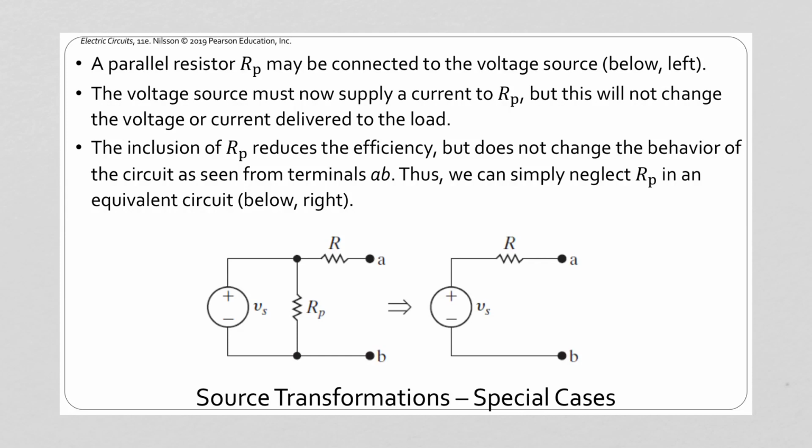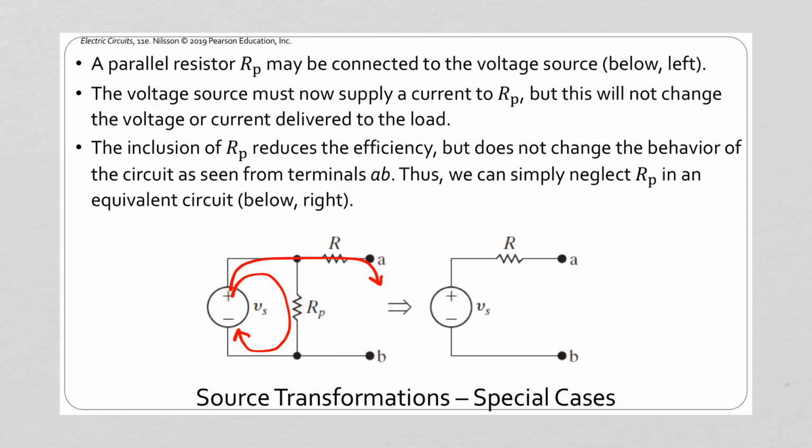Sometimes circuits are a little bit more complicated. For example, there might be a parallel resistor RP that is in parallel with a voltage source. In this case, the voltage source has to supply a current to that parallel resistor, as well as applying a current that is going to go through that series resistor and into the load that's connected across terminals A and B. In this situation, the voltage source is indeed applying a voltage to that parallel resistor and driving a current through that parallel resistor, but all of that is happening inside the overall circuit.